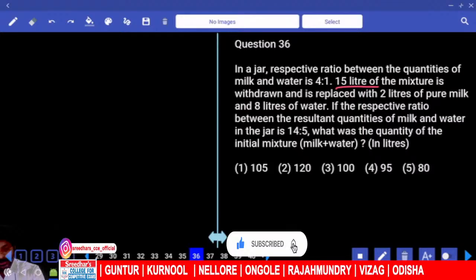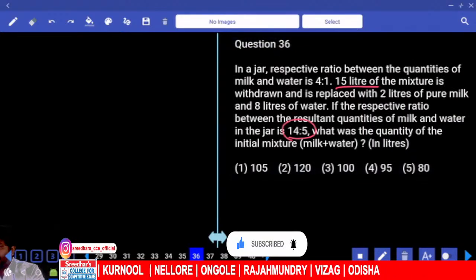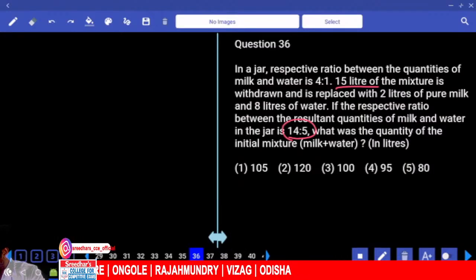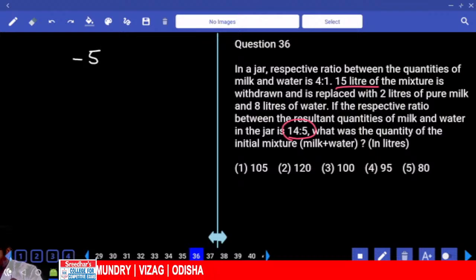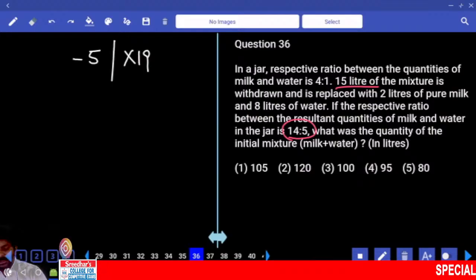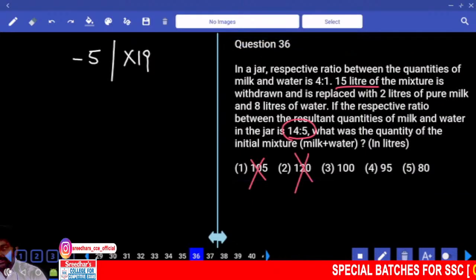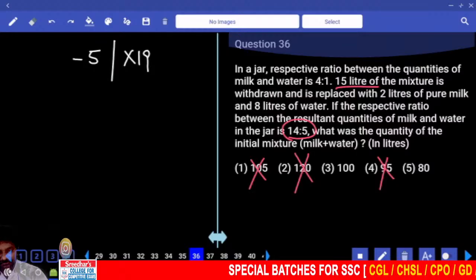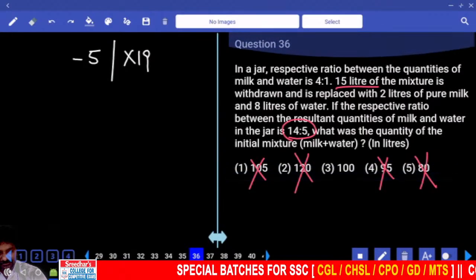Am I right? Finally, how many parts do we have? So the answer must be a multiple of 5, because 5 parts. Now if you subtract 5 liters overall effect, it should be a multiple of 19. Am I right? First option minus 5, no. Second option minus 5, no. Third option minus 5, maybe your answer. Fourth option minus 5. Fifth option minus 5. Third, final.